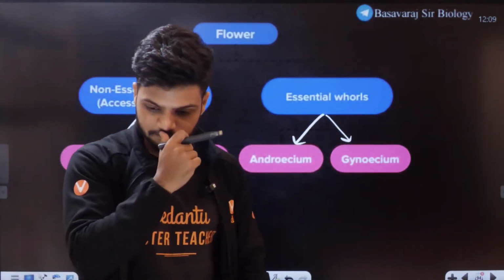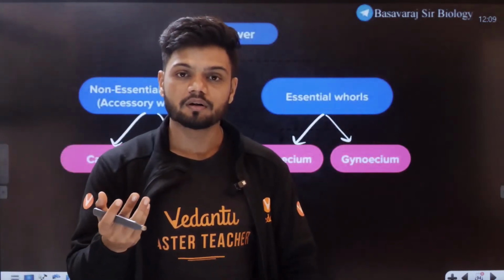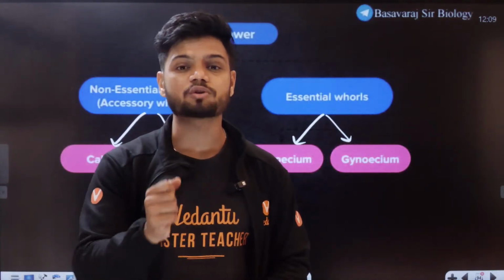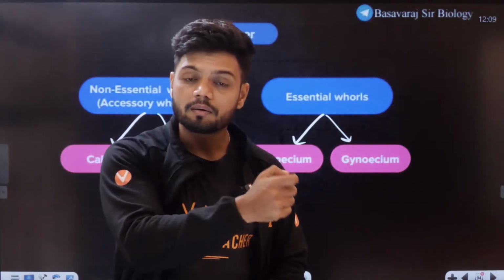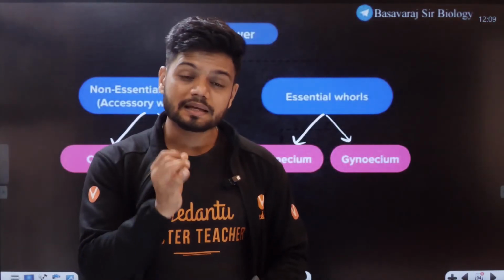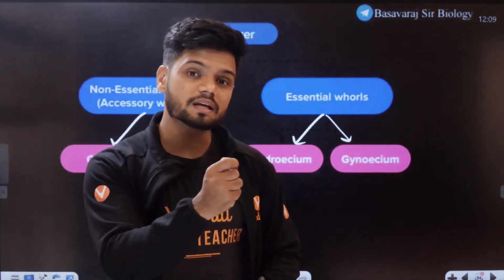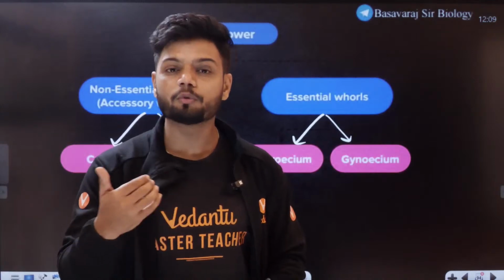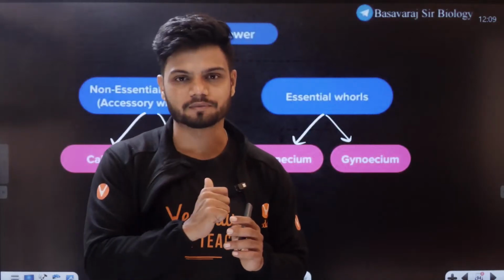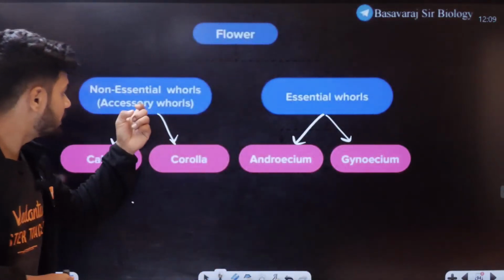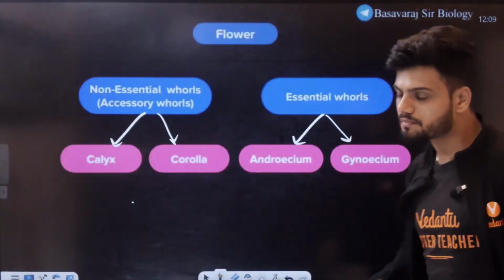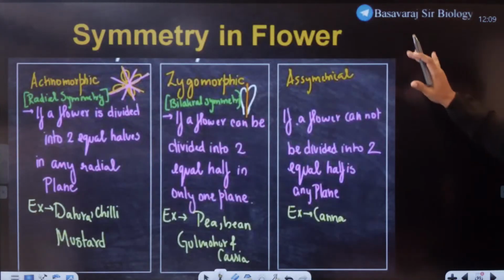You might have seen this in the case of humans. There is something called the primary reproductive part or primary sex organ, which is the testis or ovaries in male and female. Secondary sex organs are basically the ducts and glands, or the fallopian tube and the entire uterus. Here also we have the non-essential whorls and essential whorls.